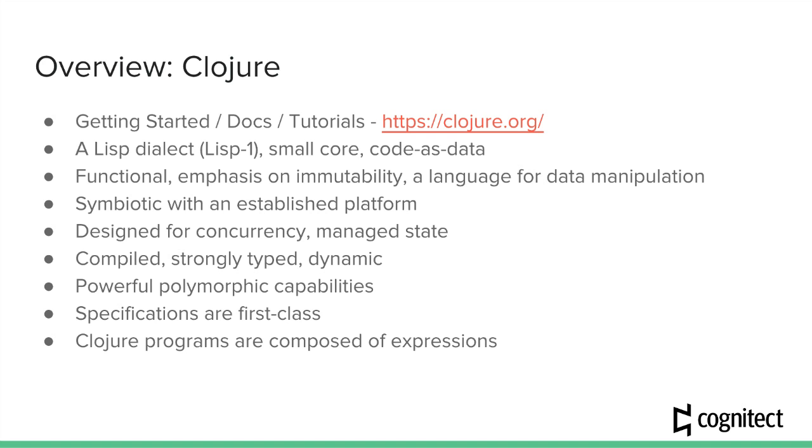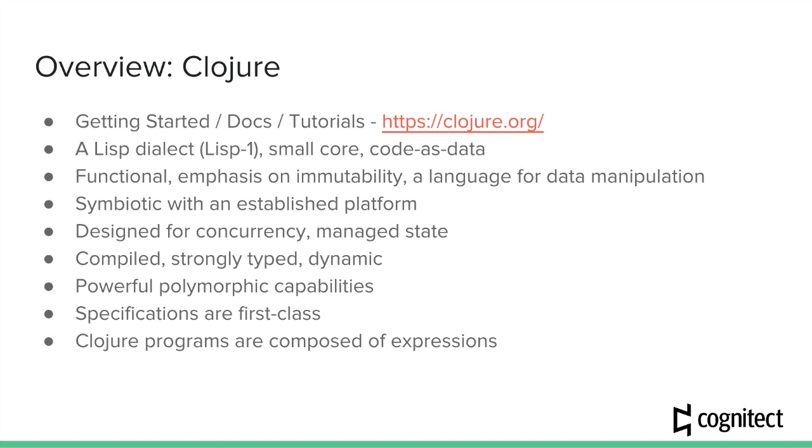It's a functional language with a very strong emphasis on immutability, and it's really a language for data manipulation. Data is going to be the front and center theme throughout the entire talk. It's symbiotic with the established platform that it sits on. It should have frictionless interop between the host and the language itself. It's designed for concurrency and managed state. Perhaps that's what it gets most of its press about, but it's actually only one aspect of Clojure.